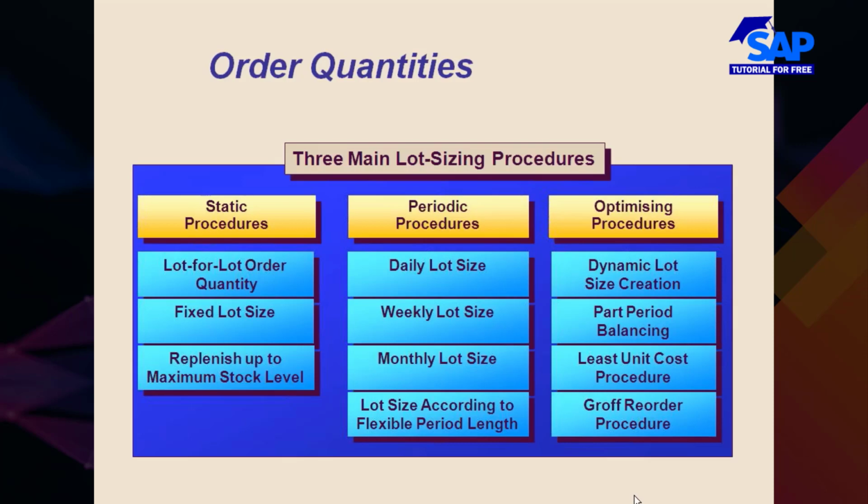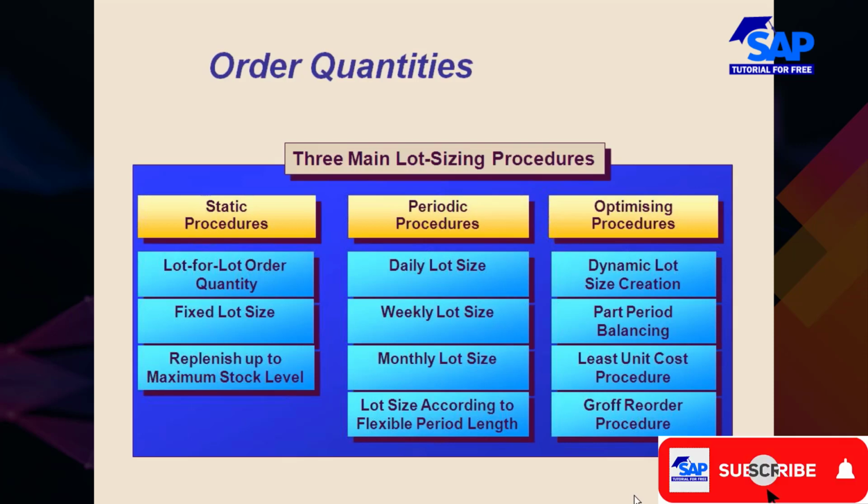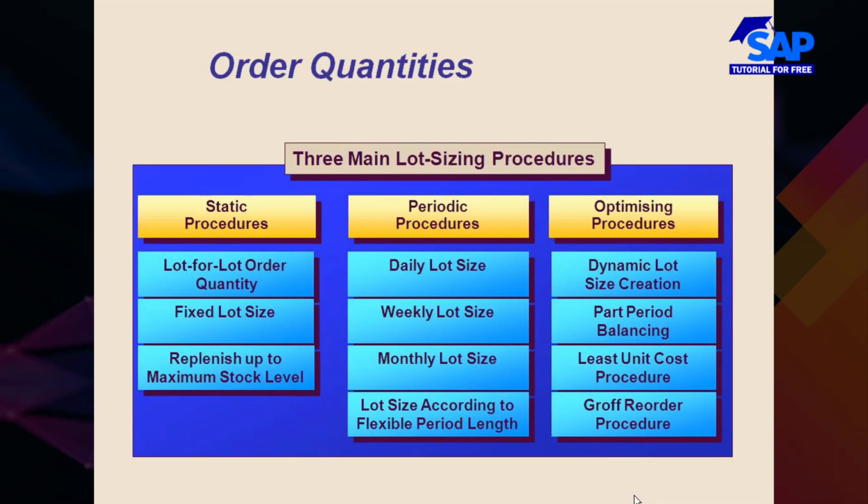That is what we call lot for lot order quantity. Then there is something called fixed lot size. It's not the bag or something like that. Every time, they keep it at 10 numbers, 20 numbers, or 50 numbers, something like that. That is called fixed lot size.